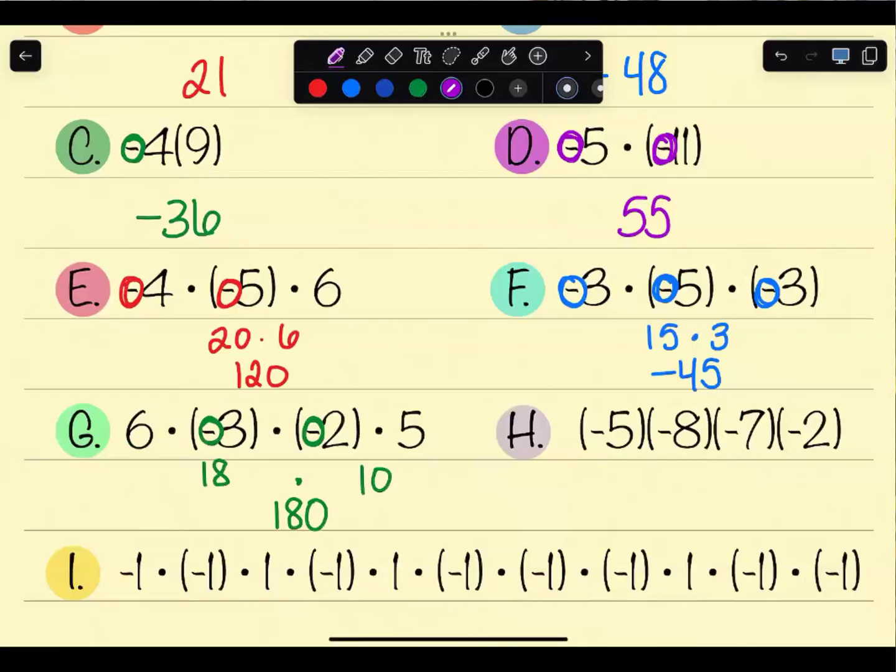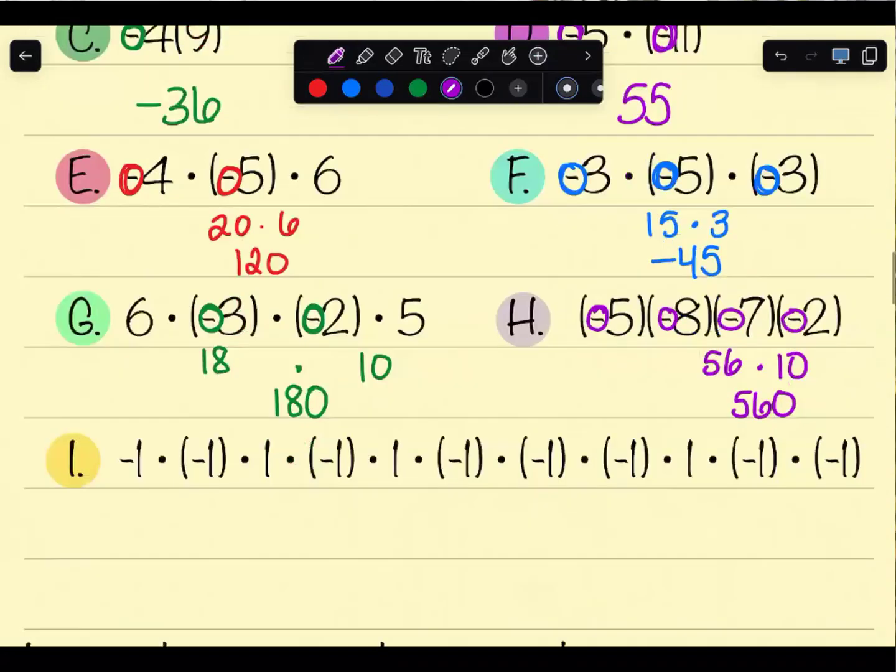Example H, I'm also going to do this in a different order. I'm going to use the commutative property, and I'm going to put the 5 next to the 2 over here. I'm going to pair those together. 5 times 2 is 10. And then if I do the 8 and the 7, 8 and 7 is 56. And 56 times 10 is 560. I think that's going to be easier than doing 5 times 8 times 7 times 2 in that order. I've got 1, 2, 3, 4 negatives. 4 is even. They can pair up and it'll be a positive number, positive 560.